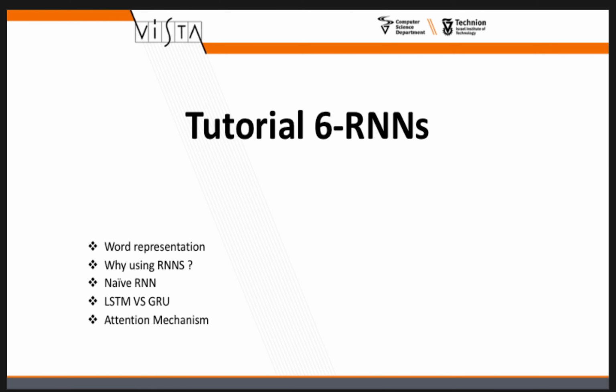Okay, so before then, we will talk about word representations. Why use RNNs, the naive RNN that Alex has shown in the lectures, LSTM and GRU. These are the advanced RNN architectures. And I will show you the attention mechanism, how it works, and a few papers from the last few years about the usage of the attention mechanism in sequential models.